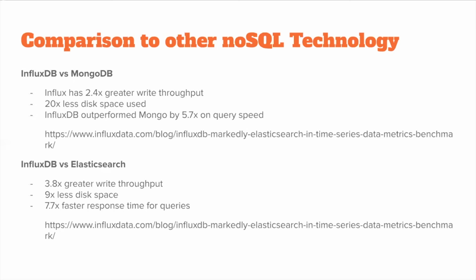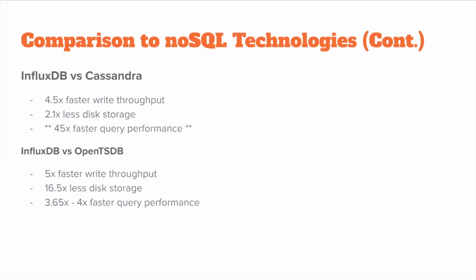MongoDB is a very popular noSQL technology, so that is interesting to see there. We also compared here with Elasticsearch. It had 3.8 times greater write throughput, 9 times less disk space, and 7.7 times faster response time for queries. That's also very significant and very interesting to find there. We have two other noSQL technologies here that we compared with. The first one here is Cassandra. This one is interesting, especially on the query speed. 4 times faster write throughput, 2.1 times less disk storage, and 45 times faster query performance. That is an extremely massive difference right there for InfluxDB. It's very quick against these other noSQL technologies, and that's very good to see for our users.